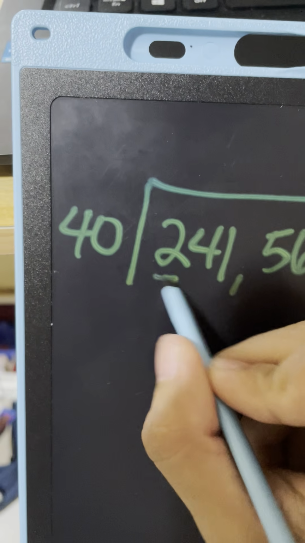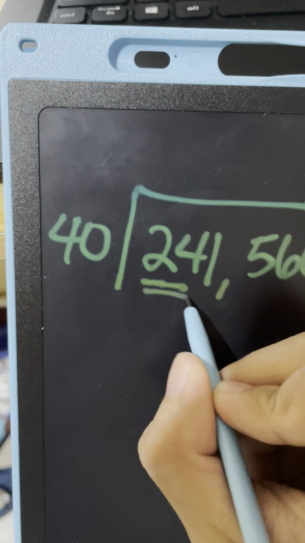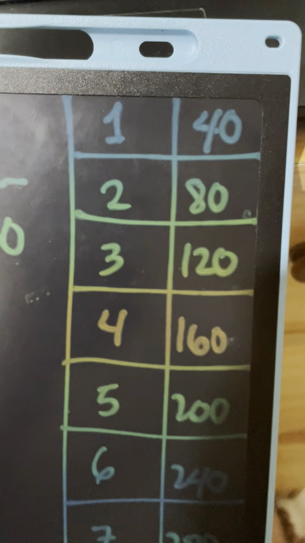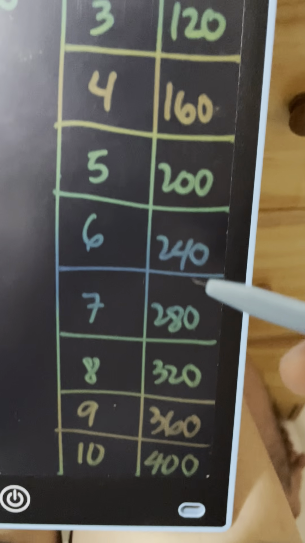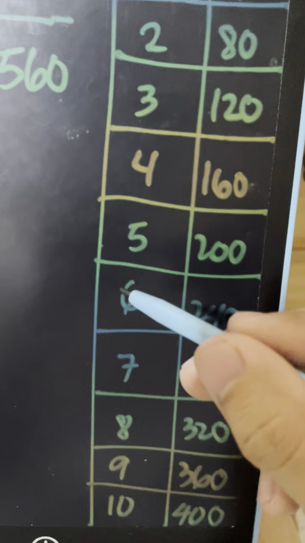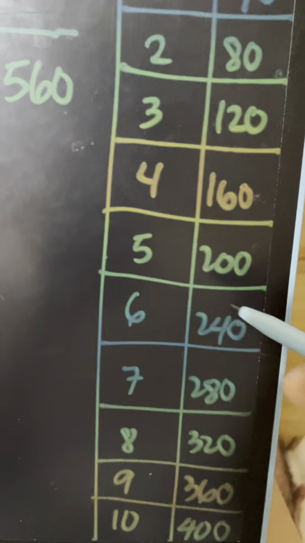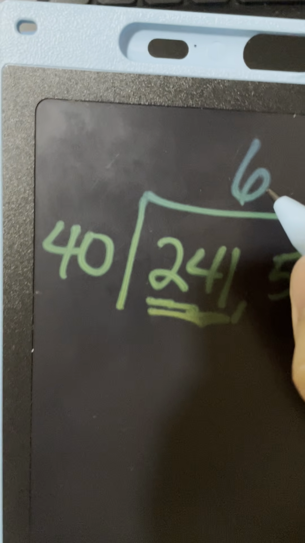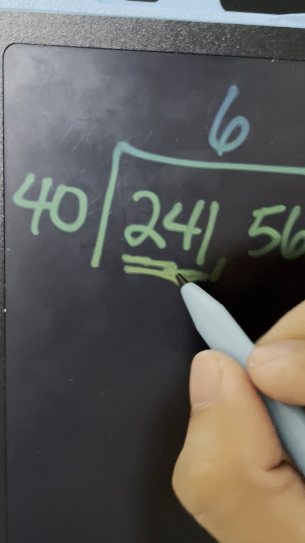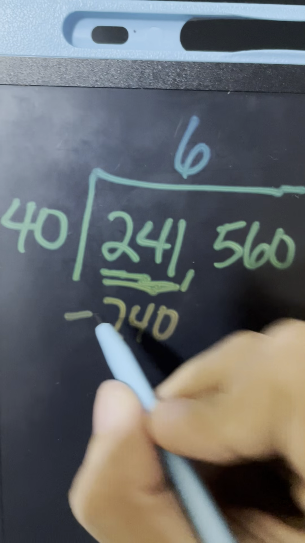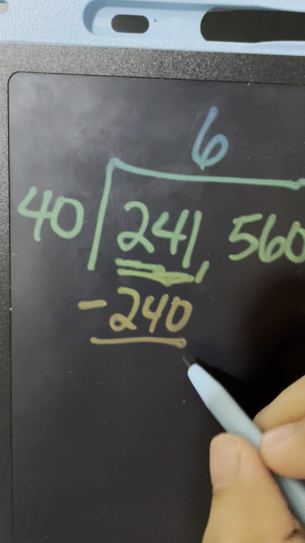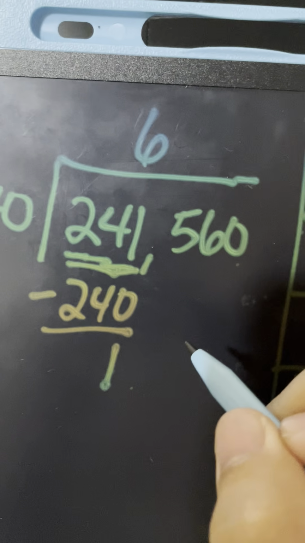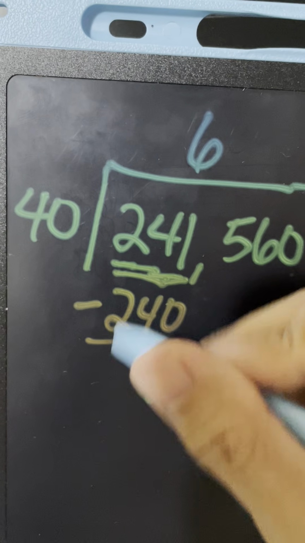Oh, it's too small. How about 24? Still too small. How about 241? Which number is closest to 241 but not greater than it? 240. So we write 6 at the top of 1. 6 multiplied by 40 is 240. Now we subtract 241 minus 240. 1 minus 0. Yeah, it's 1. Very good. 4, 1, 0, 0, 0.